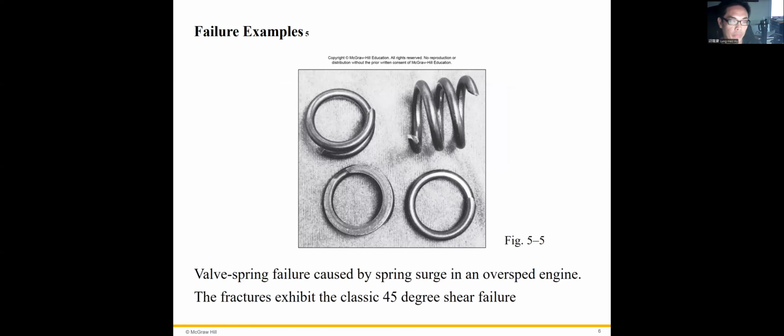And also, there are different types of failure, like this is a spring, right? This is a valve spring failure caused by a spring surge in the overspeed engine. Okay, so maybe the piston moves back and forth with high speed. And the fracture is expected to be a 45-degree shear failure. Okay, so as I mentioned previously, in most metal failure, the slip will occur in the close-packed plane, right? And it's the close-packed plane with a specific angle, 45 degrees. Okay.